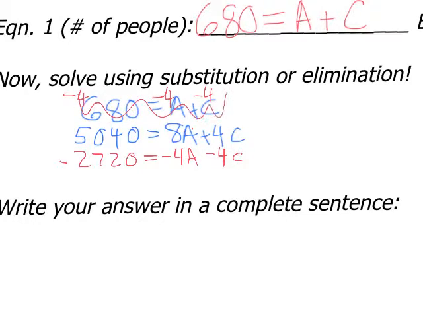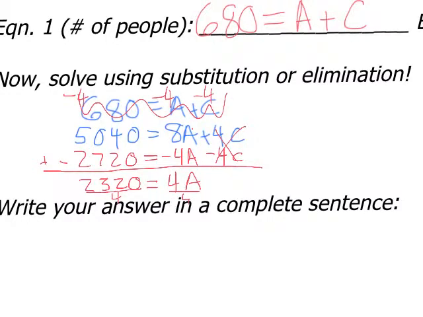So done with this one now. So now I'm ready to add down now that I have opposites. So again, 5,040 minus 2,720. Is it 2320? I think it's 2320. Equals 8A minus 4A is 4A. And 4C and negative 4C is gone. Divide by 4. And A equals 580.